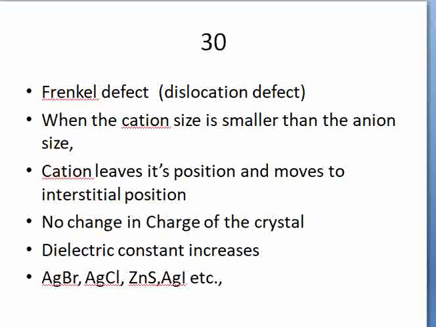A cation leaves its position and moves to the interstitial position because of its small size. Cation size is always smaller than the anion. But here, as it is smaller, it can move to the interstitial position. No change in charge of the crystal.